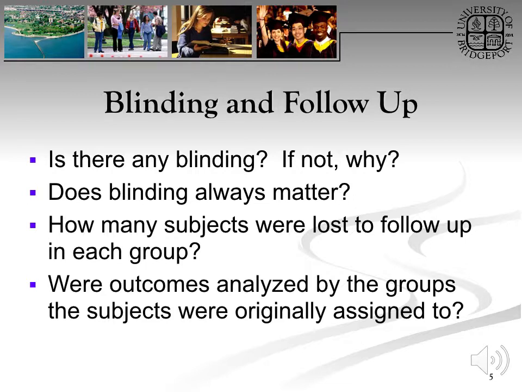Also, in the methods or results sections, find out how many participants completed the study. If one group has lost many more participants than the other, there may be a lost to follow-up bias. And even though a subject drops out, they need to be considered in those final results. Also, were the outcomes analyzed by original groups, or did they switch participants around somehow? Do they explain why they did that?